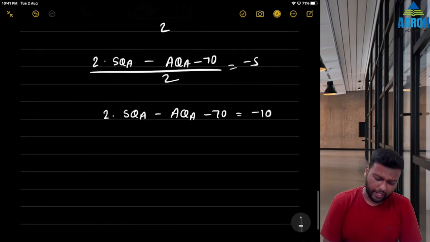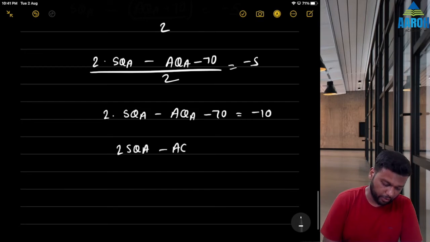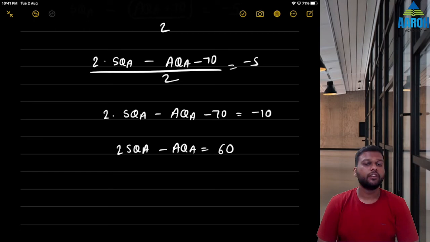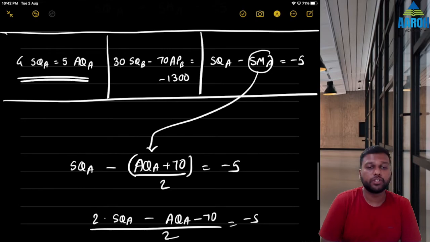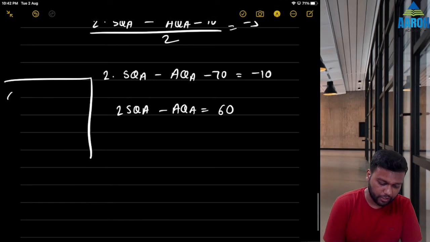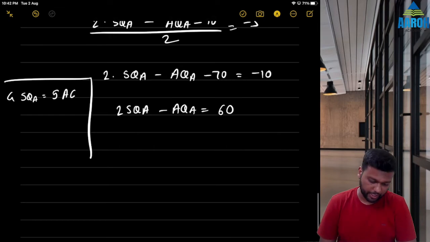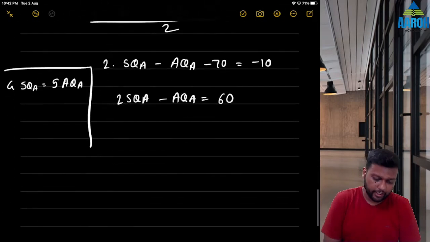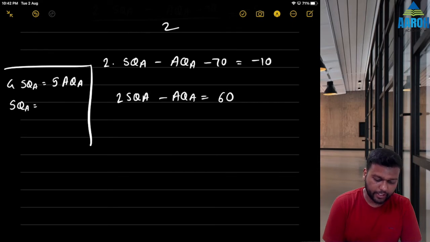Fine. That means 2 into SQ of A minus AQ of A is equal to minus 10 plus 70, which is 60. Now we have nearly got the answer. Why? Because if you check your first equation, it was about SQ of A and AQ of A only, right? What was your first equation? Your first equation was 4 into standard quantity is equal to 5 into actual quantity. That means standard quantity is equal to 5 by 4 into actual quantity.